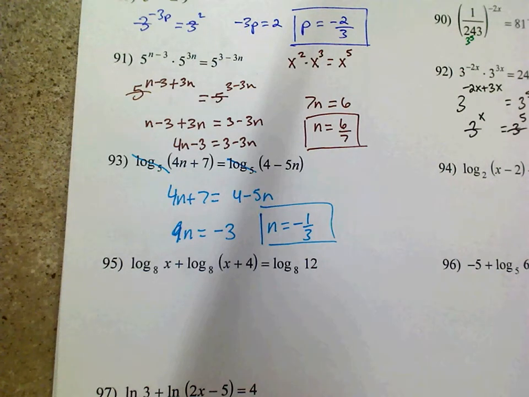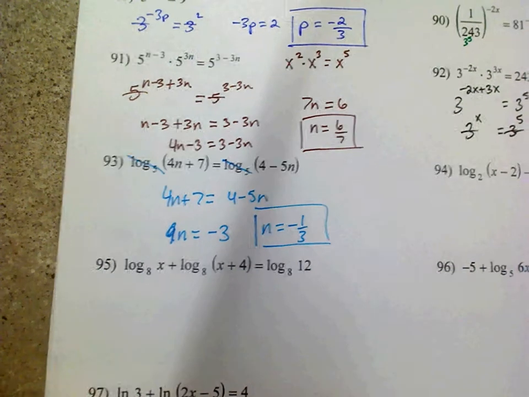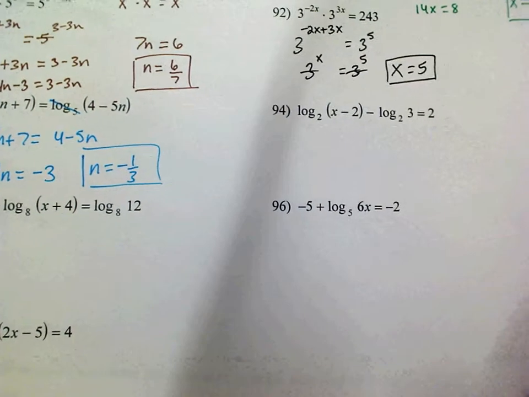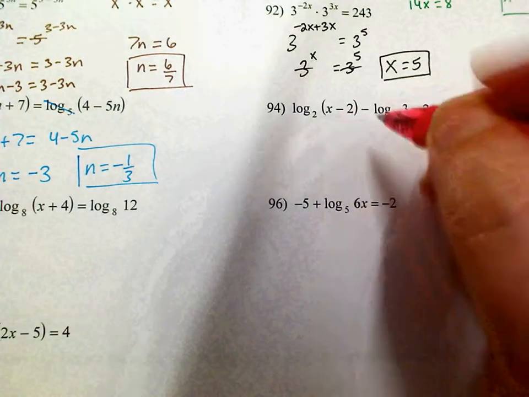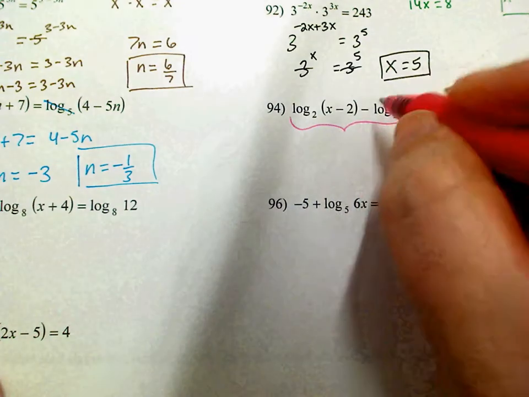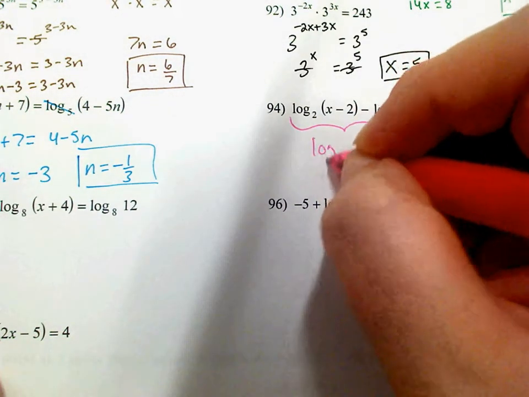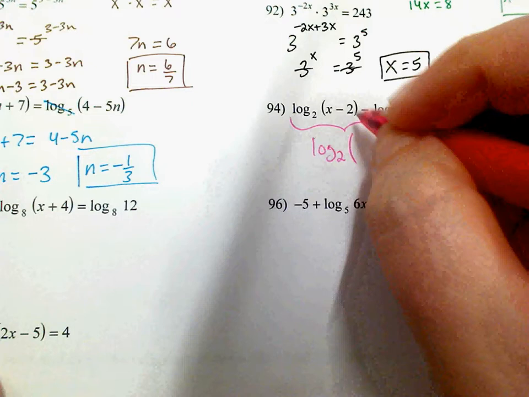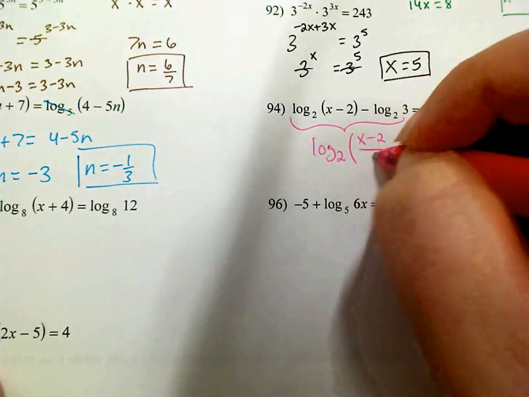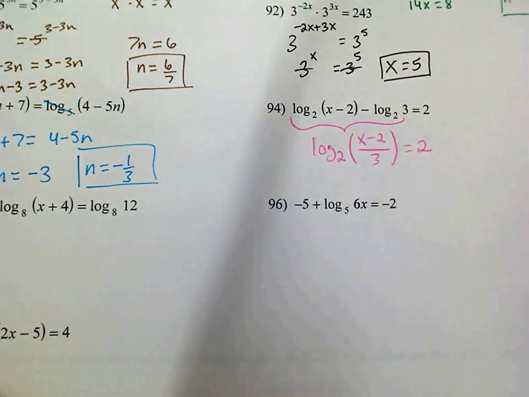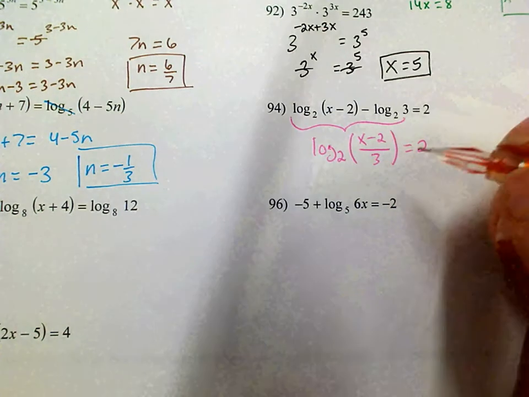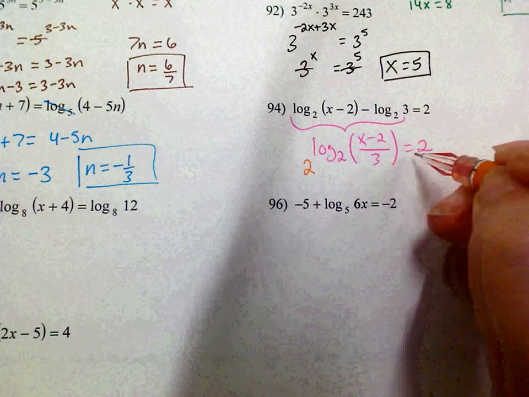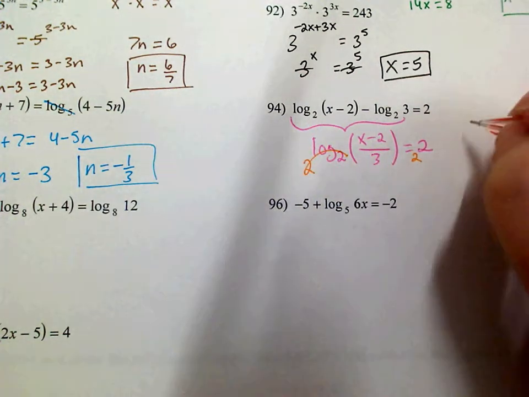On number 94, we do not have logs on both sides. We do, however, have two logarithms on this side, so I do need to combine them. They're two logs separated by subtraction, so I'm going to combine them using division. Log base 2 of x minus 2 over the numerator divided by 3 equals 2. So we could convert this to an exponential expression, or I could just think about what's the inverse of a logarithm, the exponential, and raise both sides as a power of 2. So I've got x minus 2 divided by 3 equals 2 squared, which is 4.